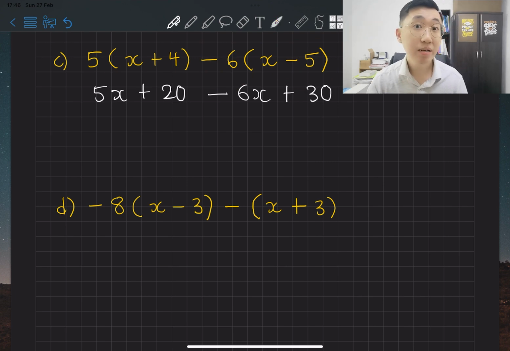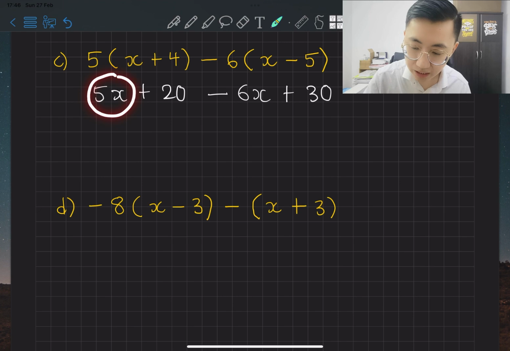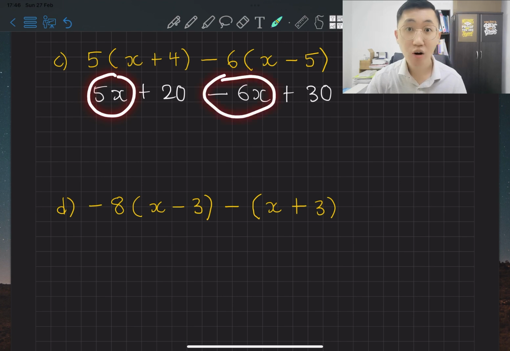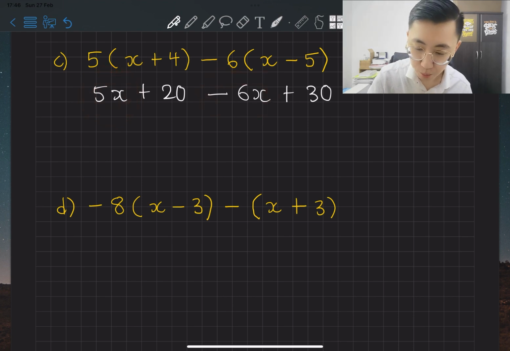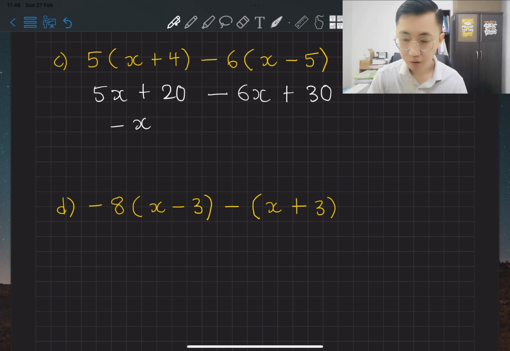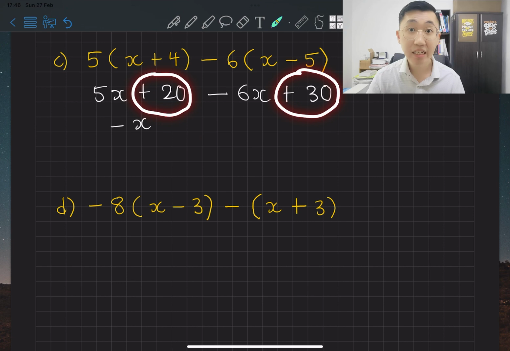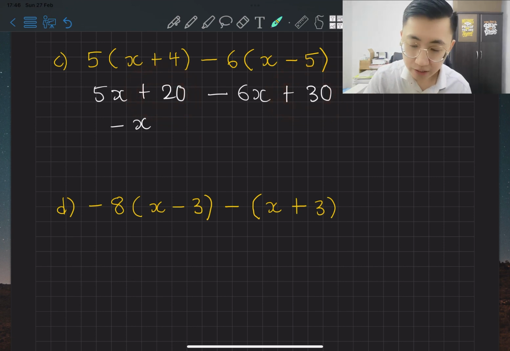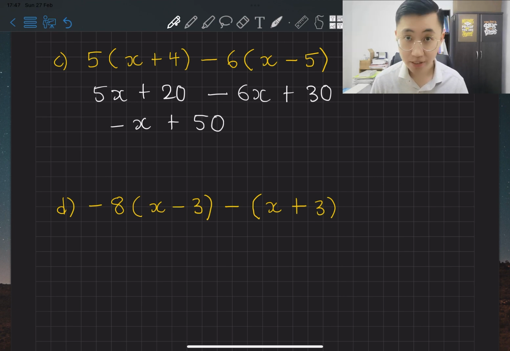The next step is to combine the like terms. Let's find the same like terms. The x family, x and minus 6x, can combine. That will give you minus x. Now continue to combine the numbers. 20 and 30 combine. That will give you plus 50. And that will be the final answer for C.